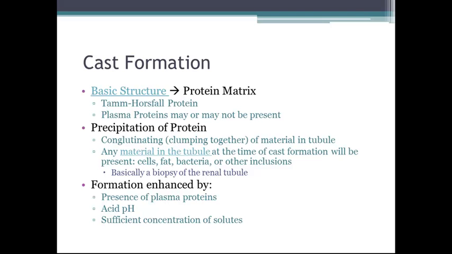For the formation of casts, the basic structure is a protein matrix. The Tamm-Horsfall protein is the main protein present. Plasma proteins may or may not be present, and precipitation of proteins, so they clump together in the tubule, and any material in the tubule at the time of cast formation will be present. So sometimes there will be cells, red blood cells, white blood cells, fats such as lipids, bacteria, and other inclusions that may be in the renal tubules.